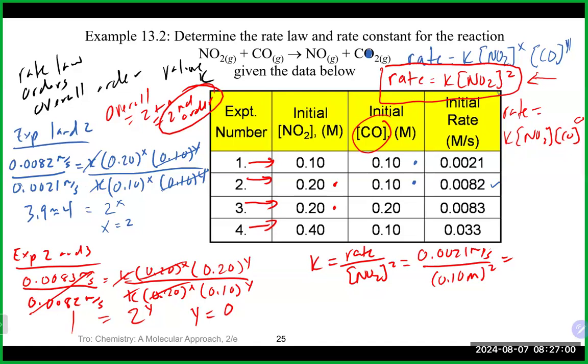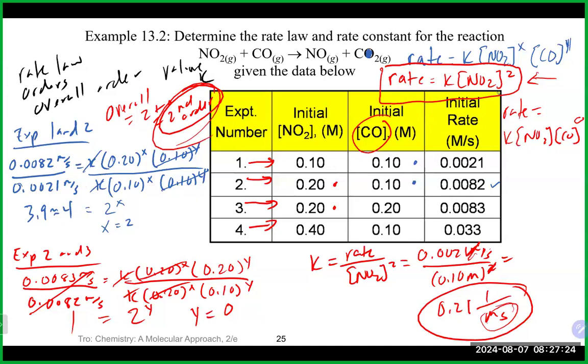Looks like 0.21. In terms of the units, molarity on top, and really one of the molarities on the bottom will cancel, gives us 1 over molar seconds as our units. By the way, again, as we talked about yesterday, that is 2 letters, which matches the second order type of thing. Any questions on how to do that there?